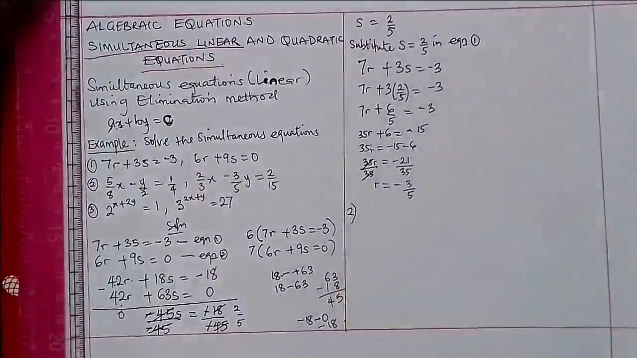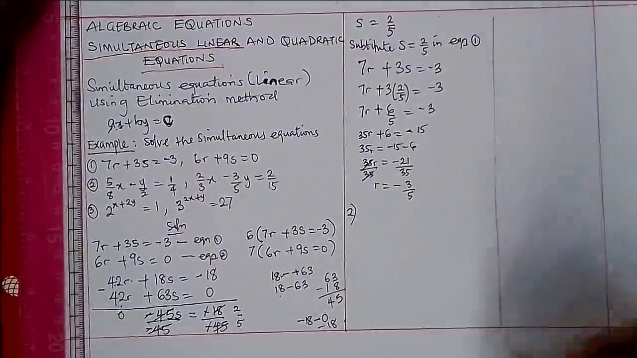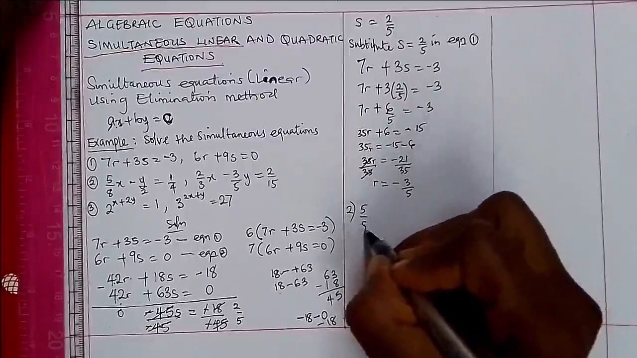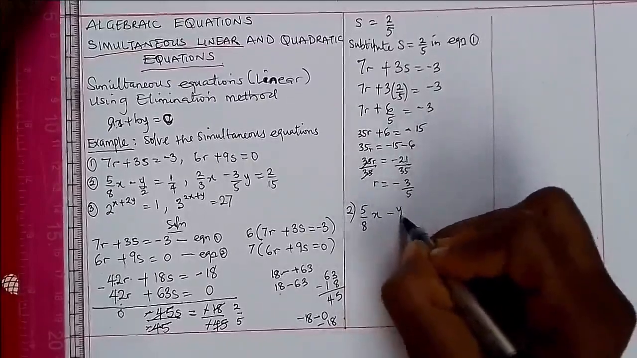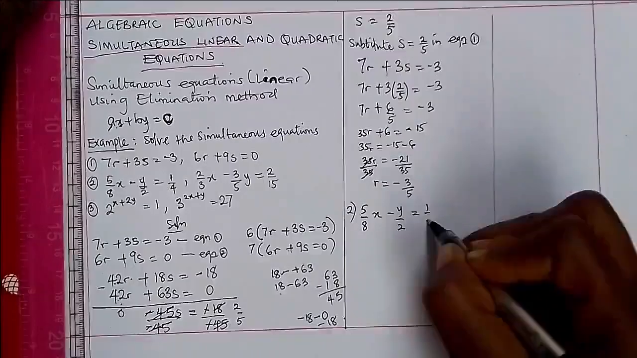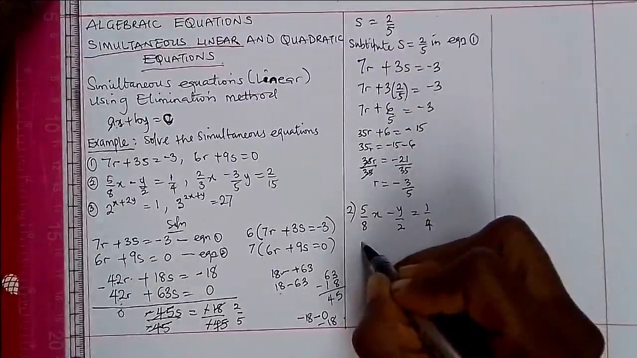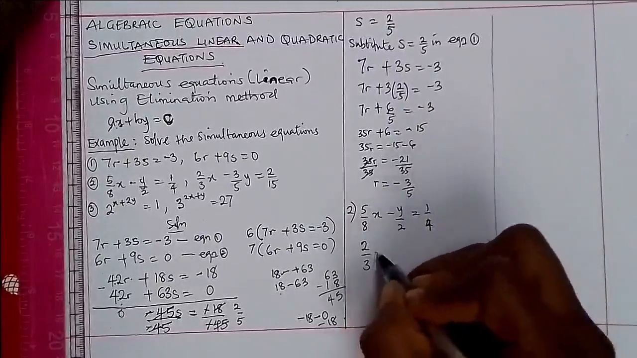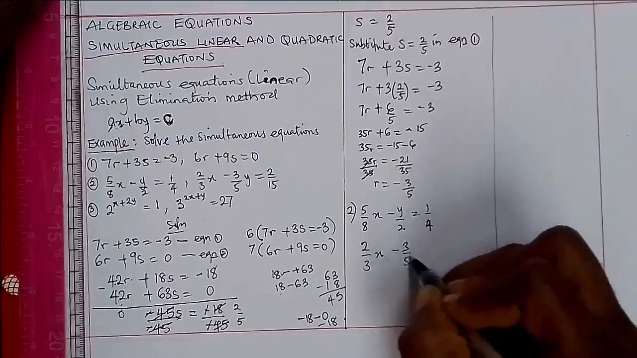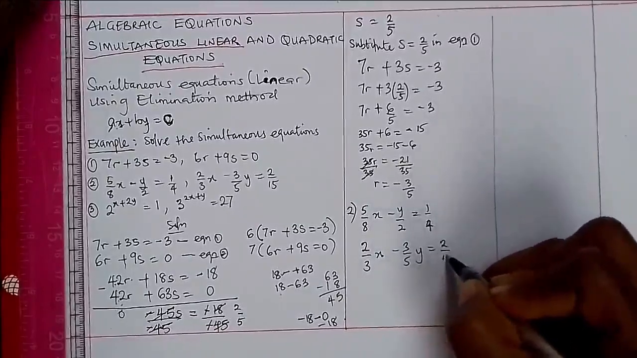The second example is a fraction. We can still solve fraction. We have 5 over 8x minus y over 2 is equal to 1 over 4. Okay, then the next equation is 2 over 3x minus 3 over 5y is equal to 2 over 15.